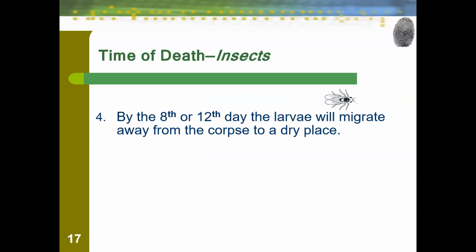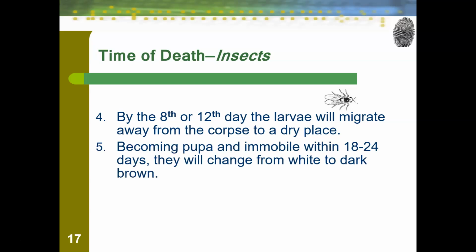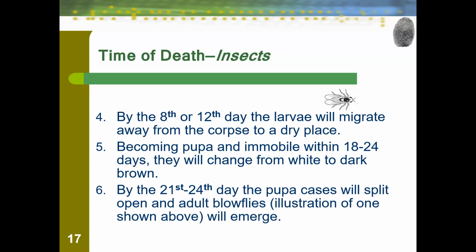By the 8th or 12th day, the larva will migrate away from the corpse to a dry place. By this time, the body is pretty gross, and our insects want to move away from there for their next stage, because in their next stage, they become a pupa and immobile. And within 18 to 24 days, they will change from white to dark. Their pupa does need to be dry, and that's why they have to move away from the body. Then by the 21st to 24th day, the pupa cases will split open and the adult blowflies will emerge.